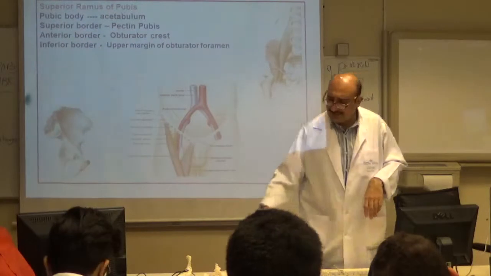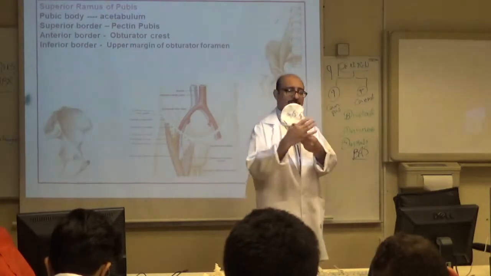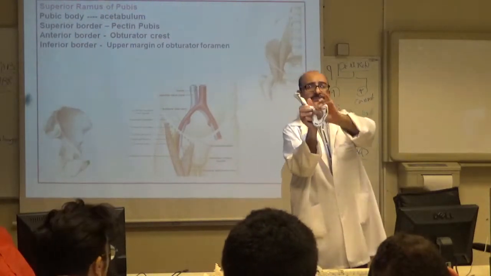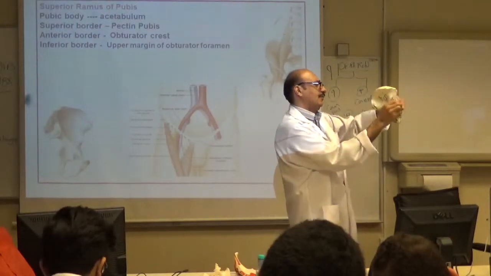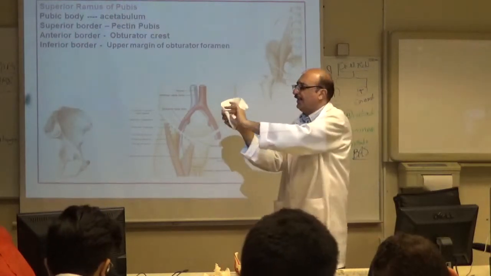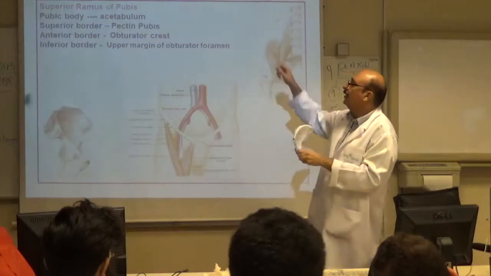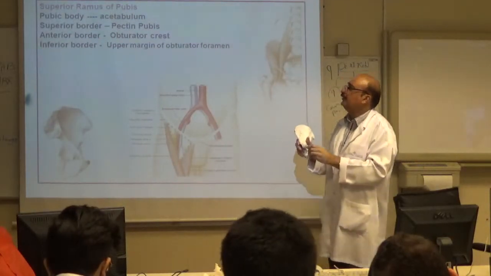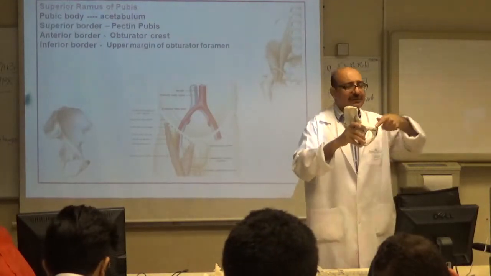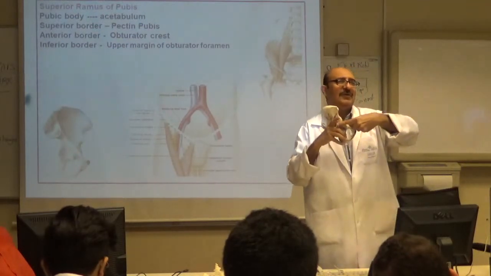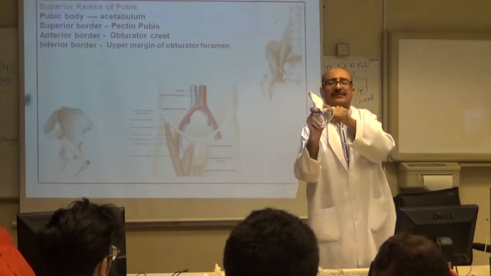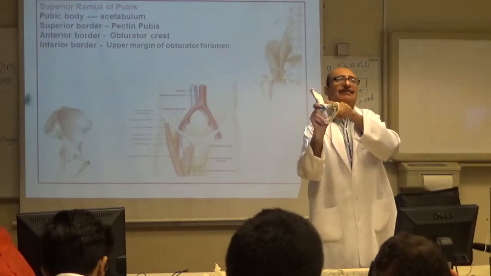Superior ramus of pubis. Superior ramus, this one. The superior ramus of pubis connects the body to the acetabulum. Superior border, this one. Important name, pecten pubis.